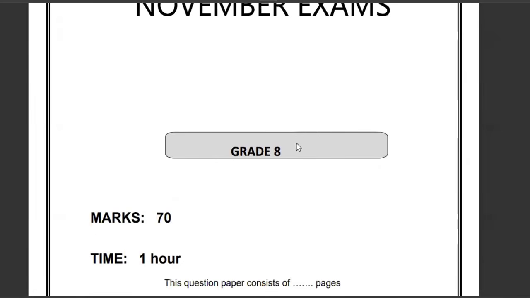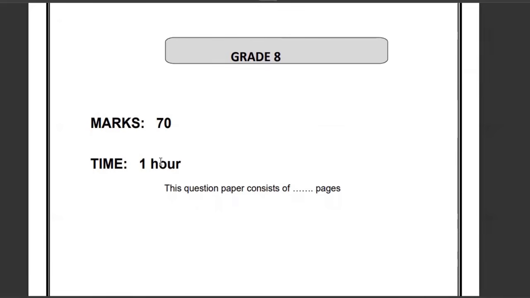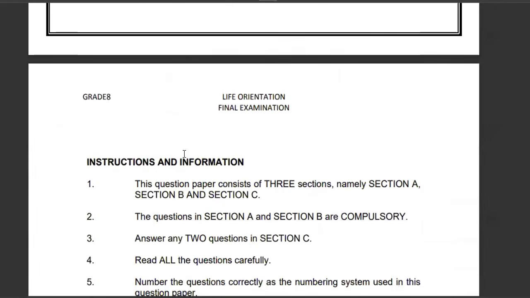So this is specifically for grade 8. In terms of the mark allocation, expect a paper which will be out of 70. The time allocation is 1 hour. Firstly, let me take you through the instructions and the information.